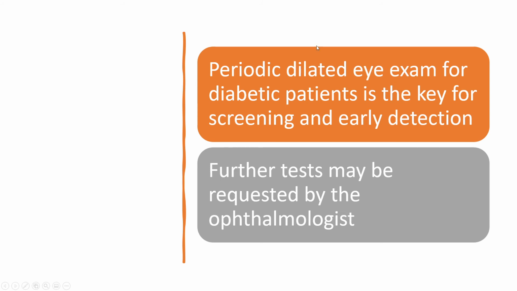In case of early or non-proliferative diabetic retinopathy, the frequency of the dilated eye exam could be 1 to 2 years. But if any features are present, it may be more frequent according to the ophthalmologist. Once any feature of diabetic eye disease is present, ophthalmologists may request further tests for further evaluation.